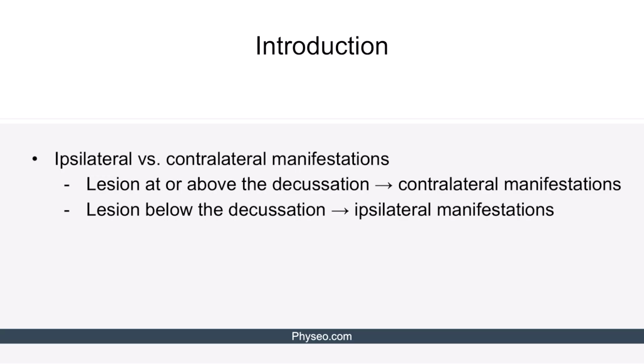Let's end this introduction with the discussion of ipsilateral versus contralateral manifestations. In general, if the neurologic lesion is located at or above the decussation site of any of the tracts we already discussed, the patient will present with contralateral manifestations. On the other hand, if the neurologic lesion is located below the decussation site of the tract, the patient will present with ipsilateral manifestations, and that concludes the section.